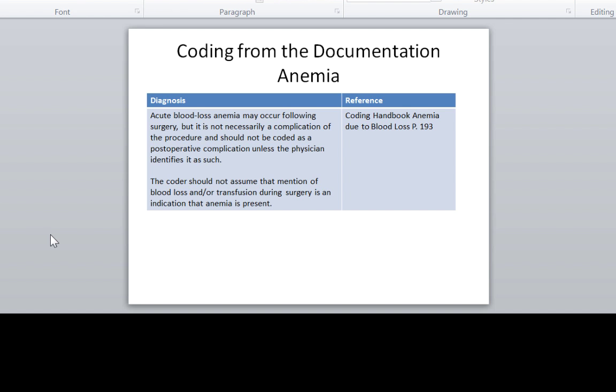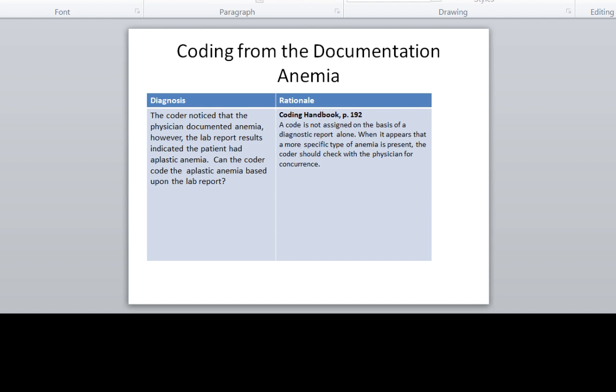I'll have a couple of slides here about coding from the documentation, just to remind you as a coder or a future coder that acute blood loss during surgery is not necessarily a complication, and you don't code that as a complication unless the physician has identified it as such. And just because someone gets a transfusion during surgery is not an indication to you as a coder that you should be coding anemia. If you notice on a lab report that it certainly looks like someone has anemia, you don't code from that. If you think you have sufficient evidence to ask a doctor, should this code be included, then you would have a query, but you do not as a coder have that freedom to code.